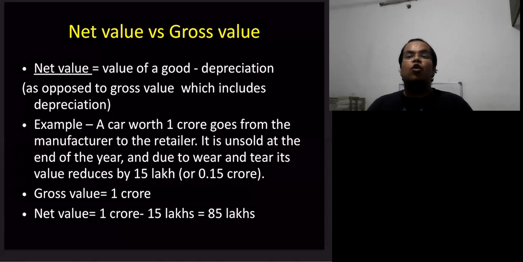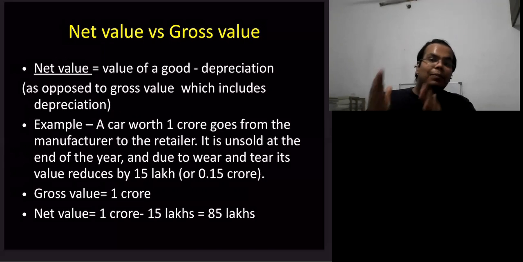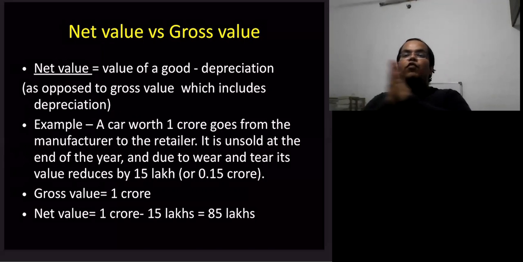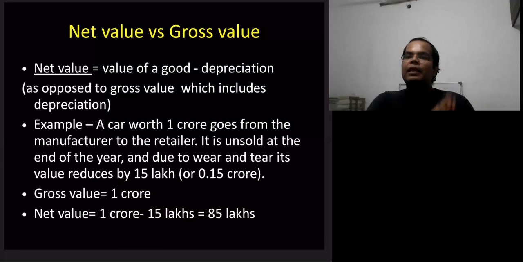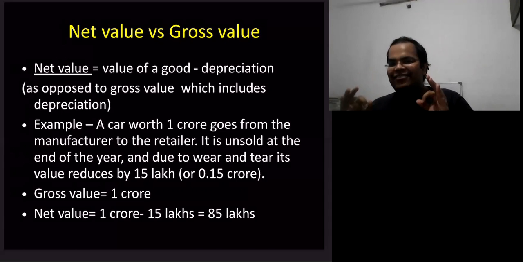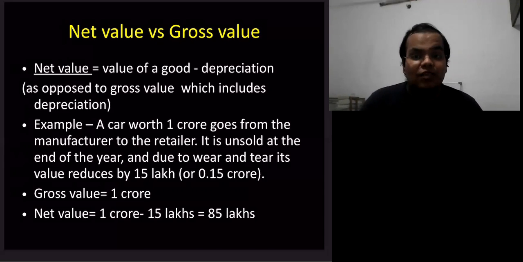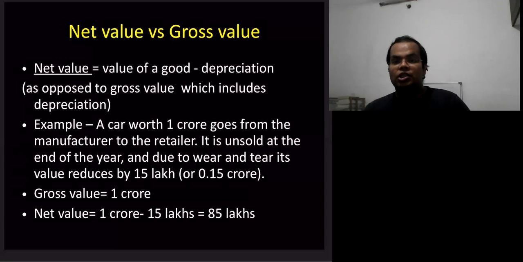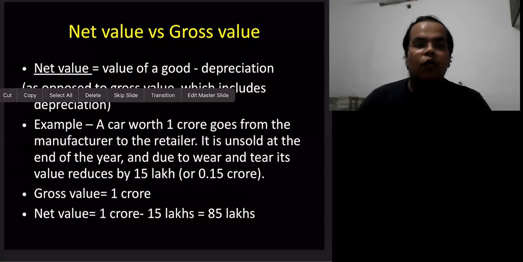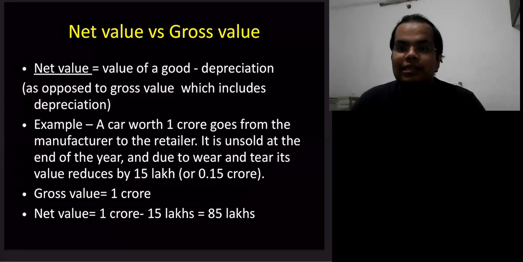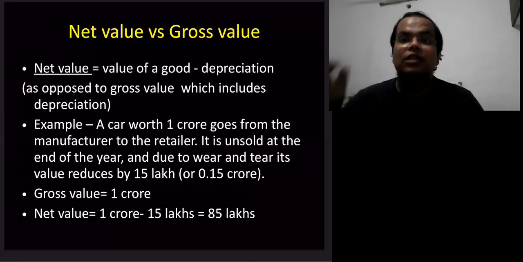It's a very important term. We call it depreciation. Depreciation is what distinguishes net from gross. All right. If I take the gross value and from that I subtract the depreciation, I will obtain something that is called the net value. Net value is equal to value of the good, that is the gross value of the good, minus the depreciation. All right. In this example, the gross value of the good was 1 crore rupees and the depreciation which happened was 15 lakh rupees.